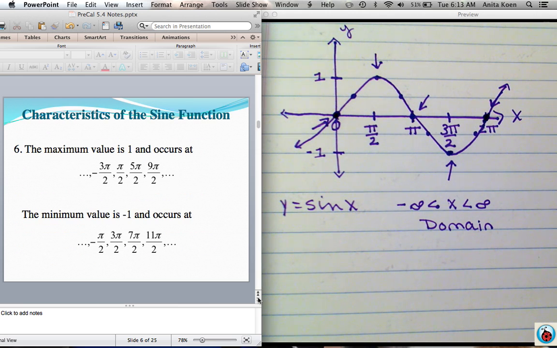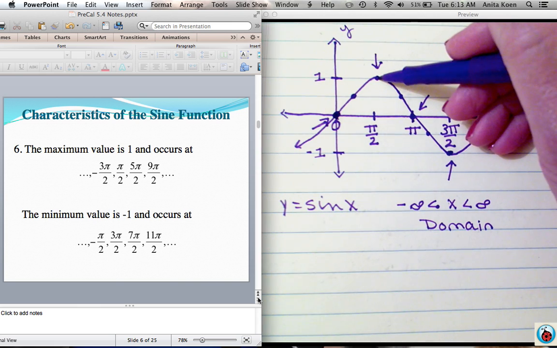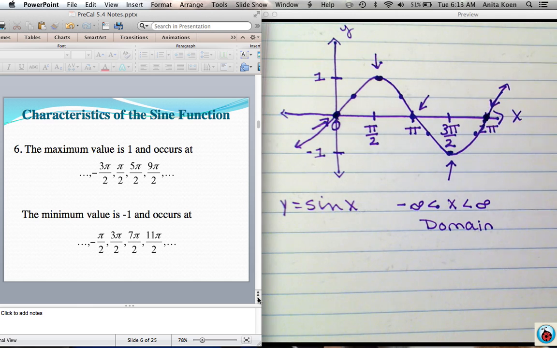The maximum value, 1, is going to repeat, and it's going to occur at negative 3 pi over 2, at pi over 2, at 5 pi over 2, at 9 pi over 2, etc. And the minimum value is negative 1, and it occurs at negative pi over 2, 3 pi over 2, 7 pi over 2, and 11 pi over 2, etc.